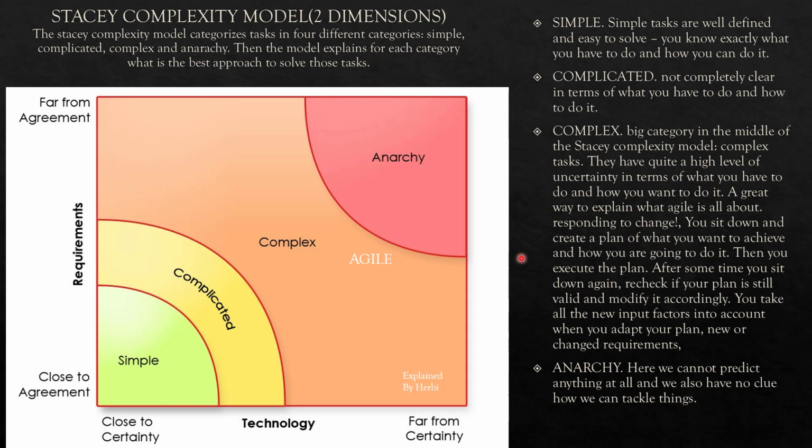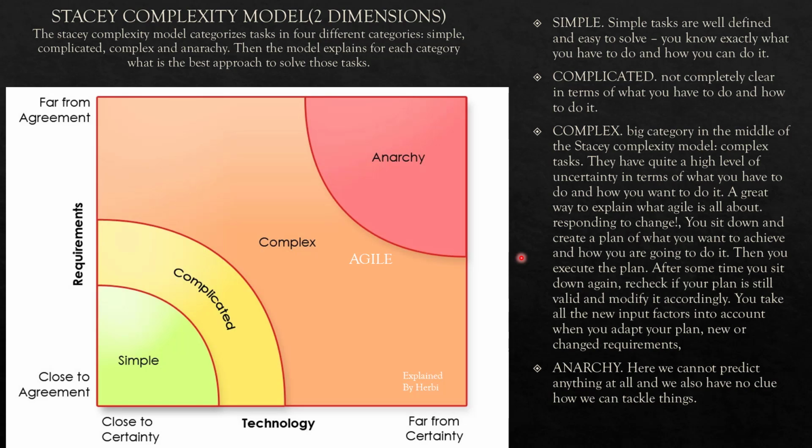Then come the complex tasks. Complex projects are far from certainty, and this is actually what agile project management is about. Agile project management is perfect to deal with complex projects. So you have to make a team, then divide the tasks, and go for iteration. Like you make a task, you come to a solution, then you move forward. So the complex tasks are usually handled by an agile framework.